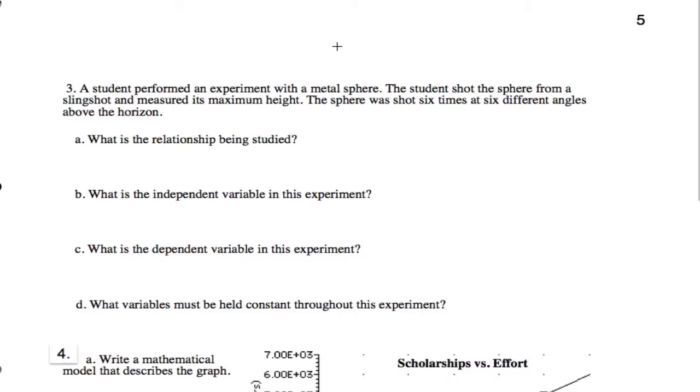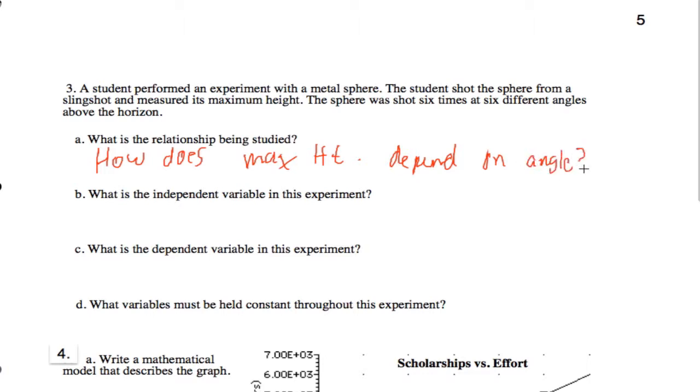All right, so question number 3. We're shooting a metal sphere with a slingshot, looking at its height at various different angles. So the relationship being studied is how does max height depend on angle? The independent variable, the variable that we have total control over, is the angle. And I'd say we should measure that in degrees.